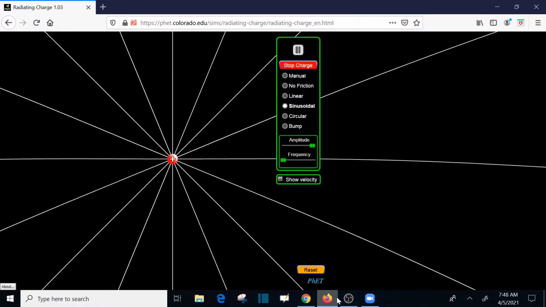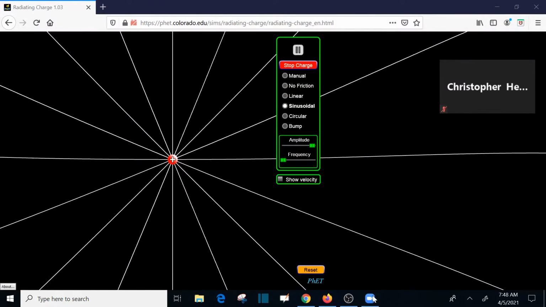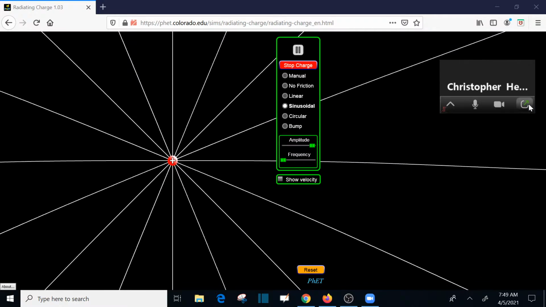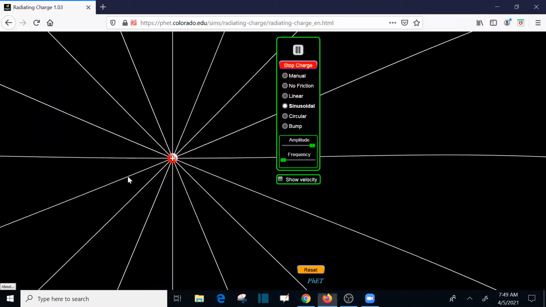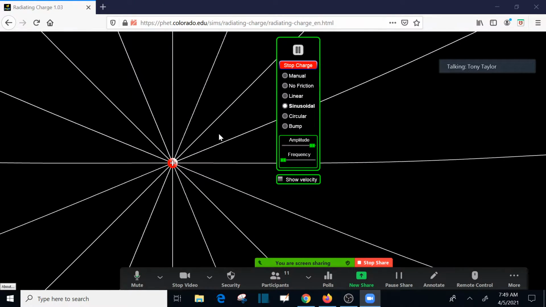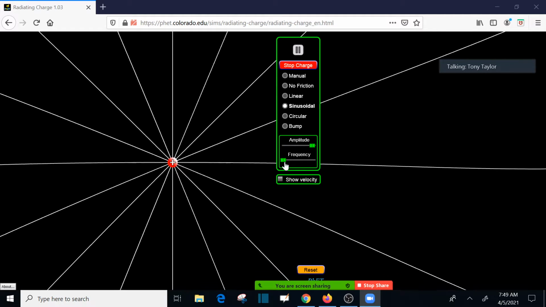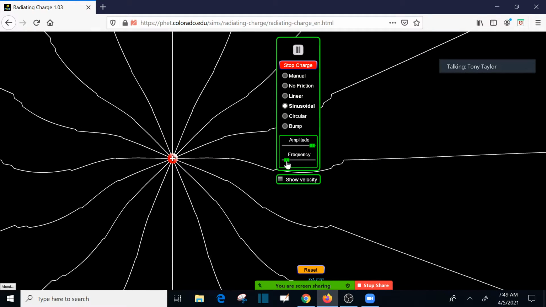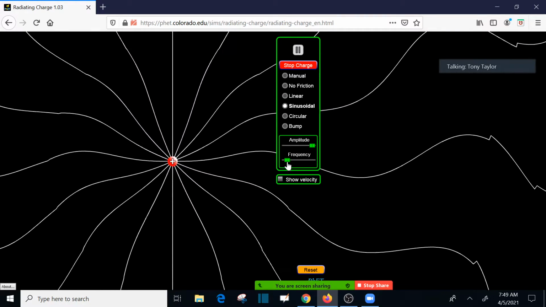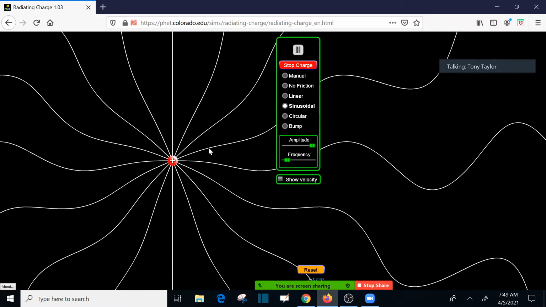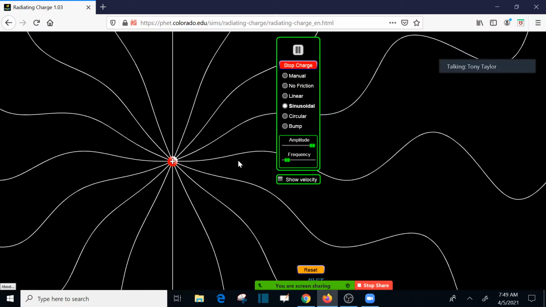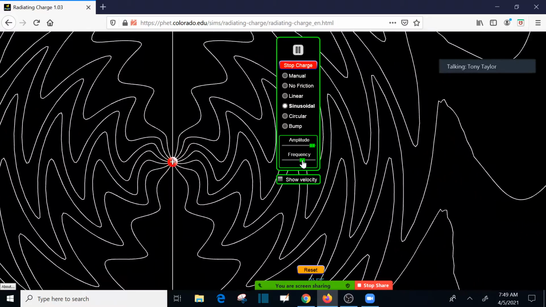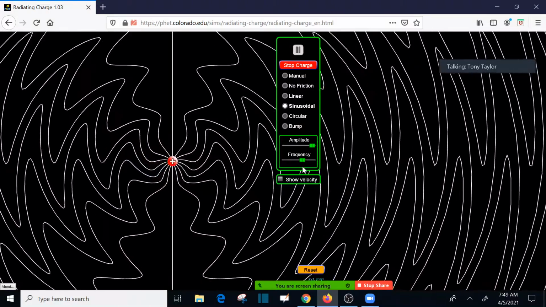Let me go and share my screen. So I want you guys to notice something here. I'm going to produce several waves using an electric charge. So this electric charge is vibrating and it's producing several waves. I want you guys to notice what happens to the length of these waves as I increase the frequency.